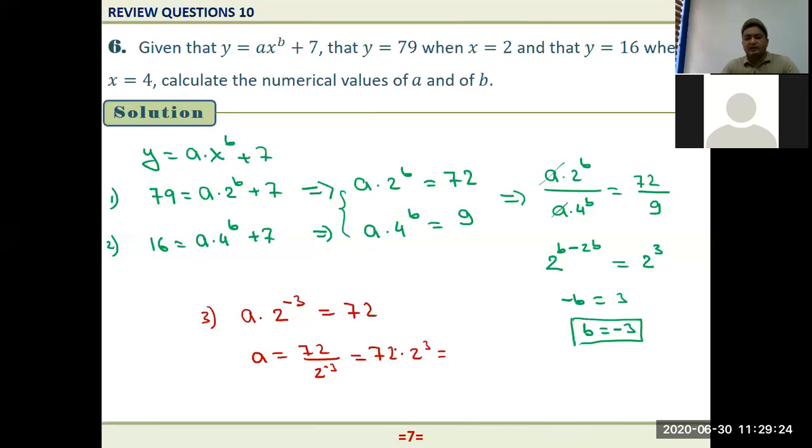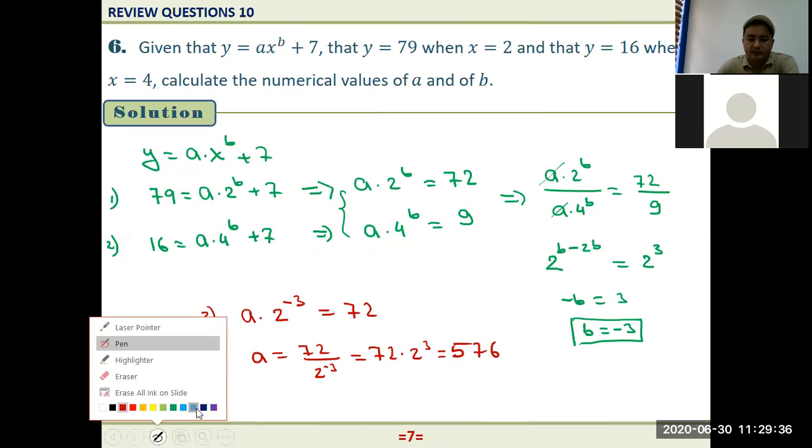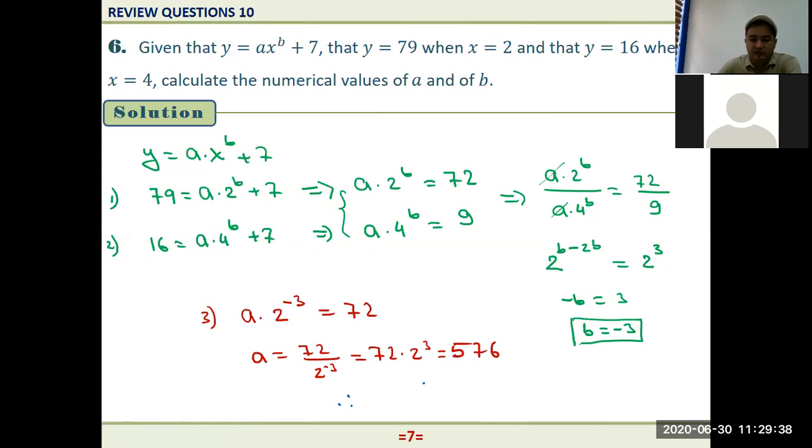And that is 8 times 72. What is 8 times 72? That's equal to 576. Okay. So the solution of this equation, or the answer to this question, is a equals 576 and b is equal to negative 3.